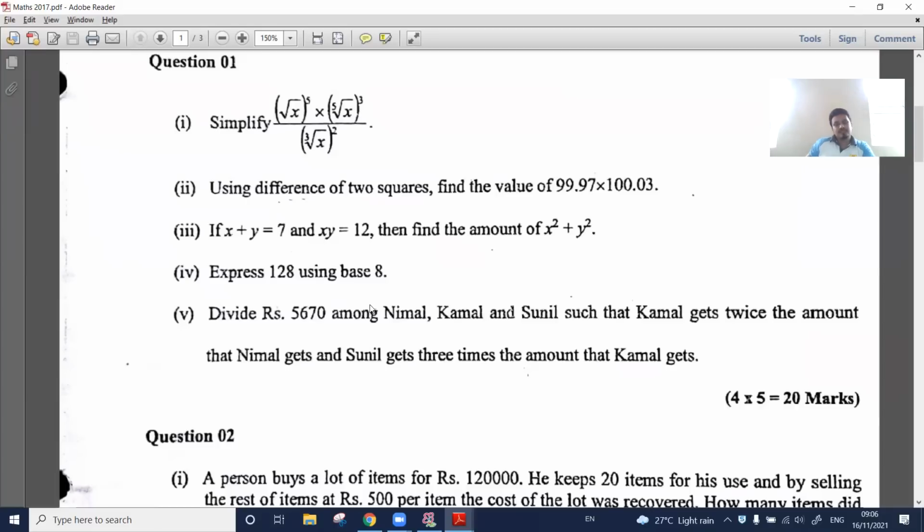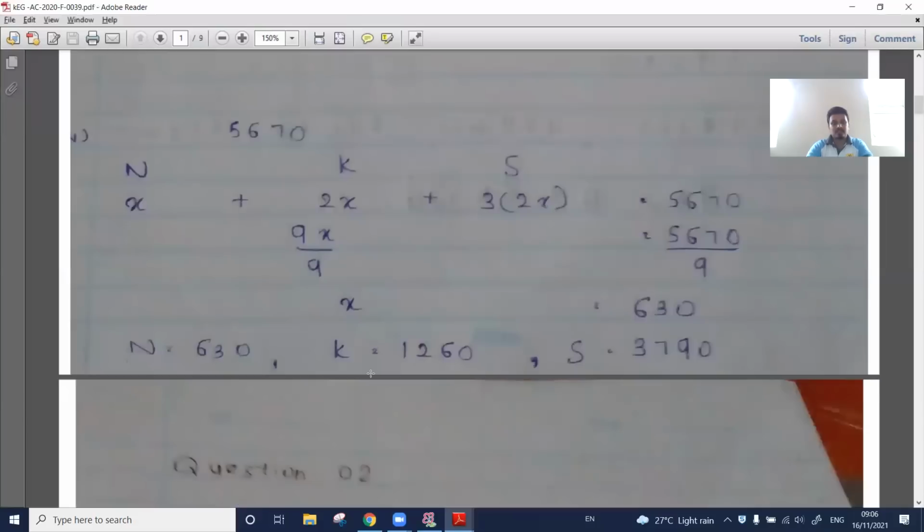And what it further says, Sunil gets 3 times the amount that Kamal gets. Who gets 3 times the amount Kamal gets? Sunil. Right? If Kamal gets 1000, Sunil gets 3 times that, 3000. So we need to find the amount received by each of these individuals, Nimal, Kamal and Sunil.